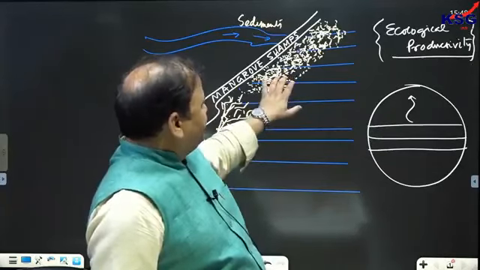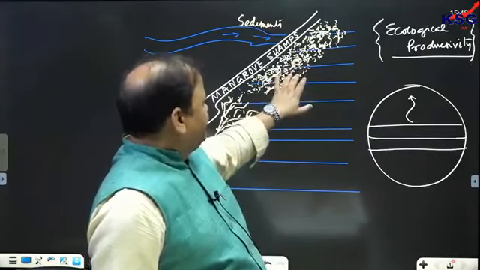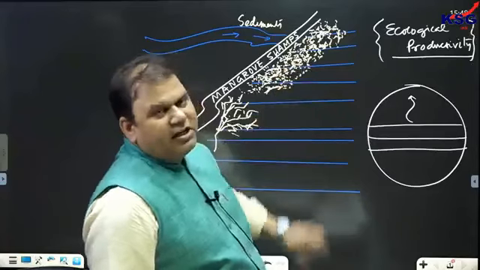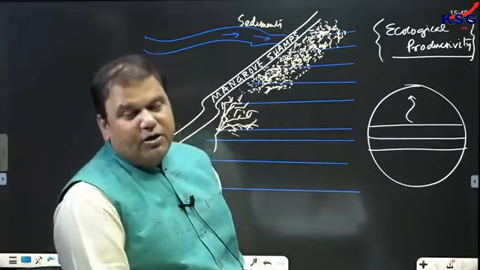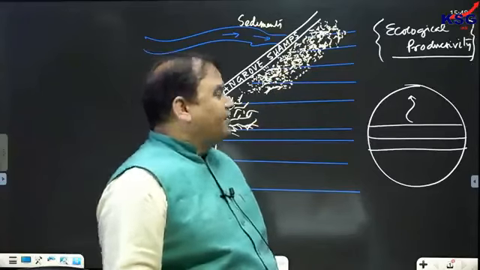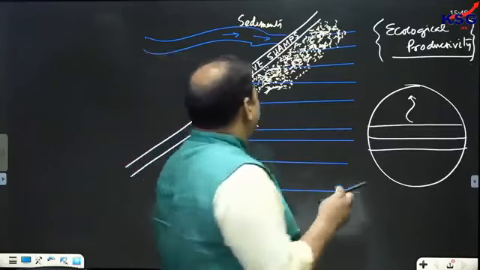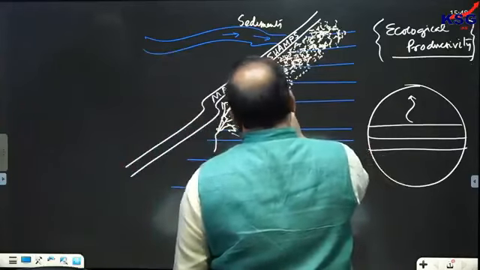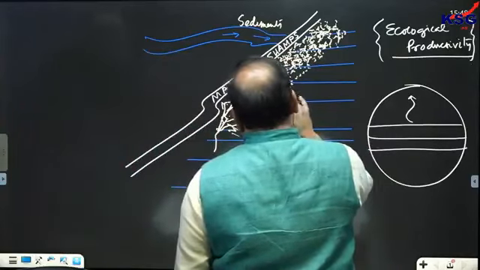So this area of the ocean where corals are present, which registers very high ecological productivity, would be called the tropical rainforest of oceans.